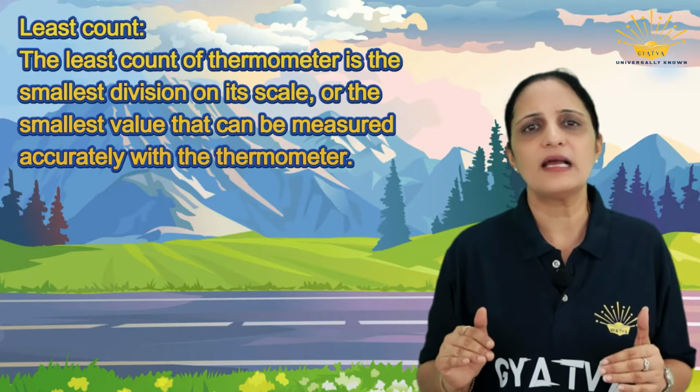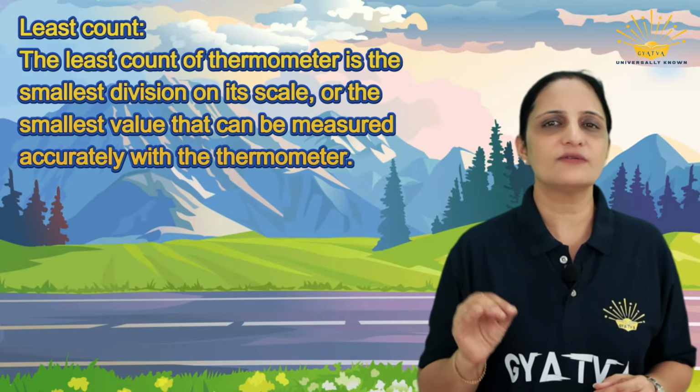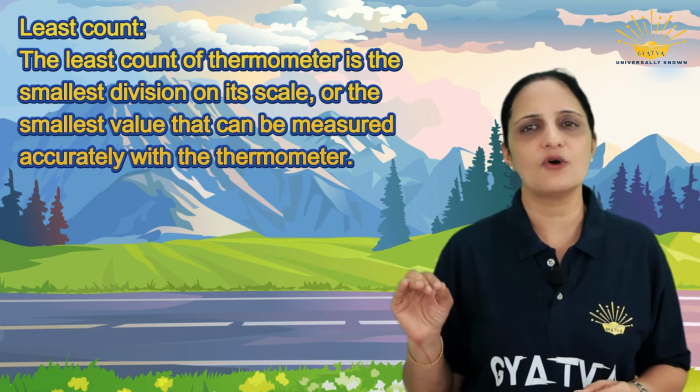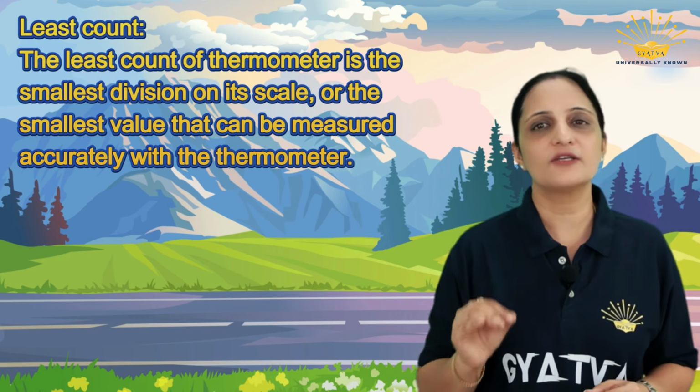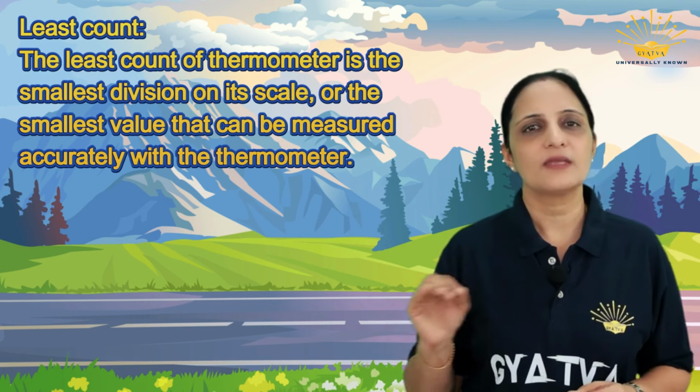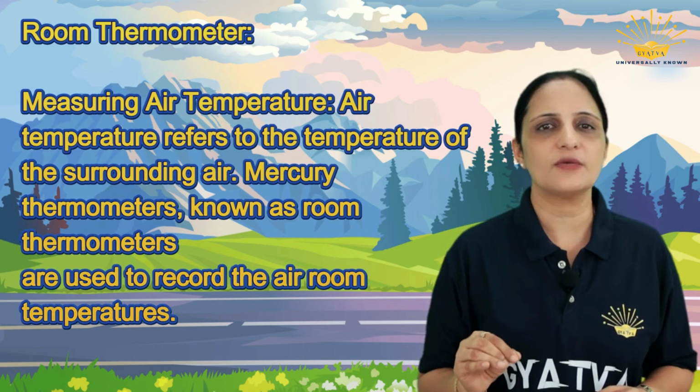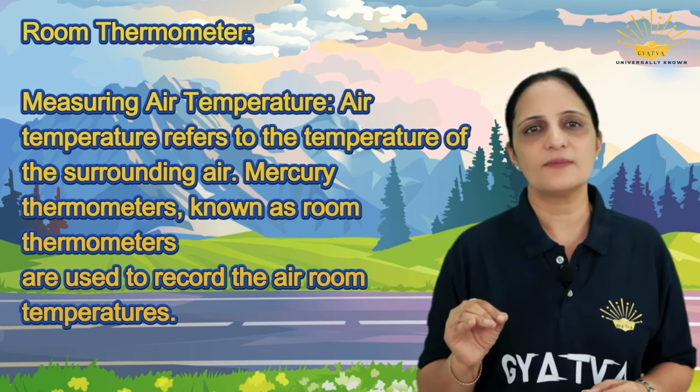Next is, what do we mean by least count? The least count of a thermometer is the smallest division on its scale, or the smallest value that can be measured accurately with the thermometer. Next, you have the room thermometer, measuring air temperature.